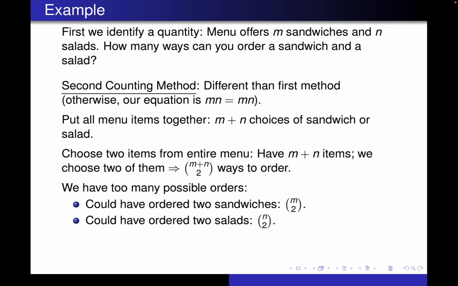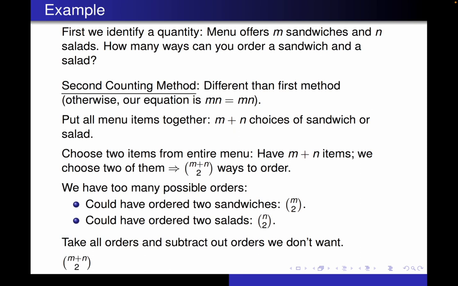So I just took all the menu items together, put them in pairs, and now there are M choose two of those pairs that are bad because they're two sandwiches. There are N choose two pairs that are bad because they're two salads. And what we want to do is take all the orders that we did, subtract out the orders that we don't want, and that will give us the orders that we do want. All right, so that is M plus N choose two.